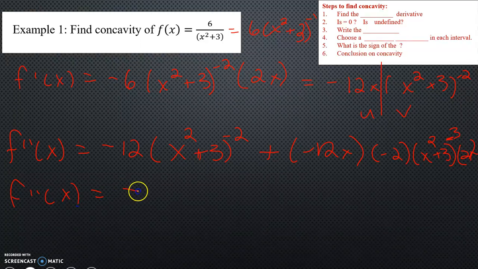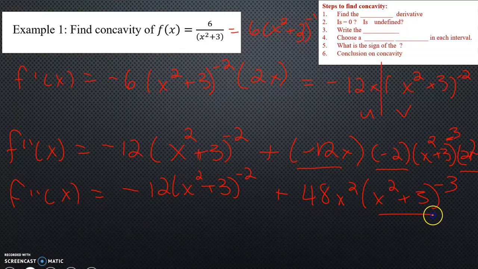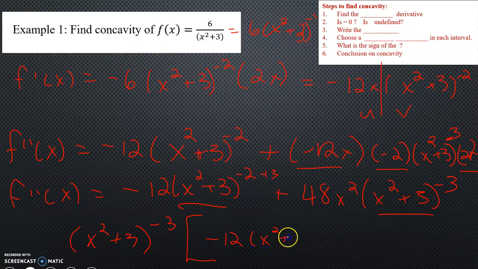I'm just going to clean up a little bit. For instance, the negative 12x, the negative 2, and the 2x in the back, I'm going to multiply together and get negative 12 times 2 is 24 times 2, 48x squared, x squared plus 3, the negative 3 still. So now I have x squared plus 3 in both terms, and I'm going to factor that out. Factor the smaller power, which is negative 3. When I do that, the first term I'm left with negative 12, and then x squared plus 3 to a power of 1. And then I have 48x squared left over, and all of this will factor out.